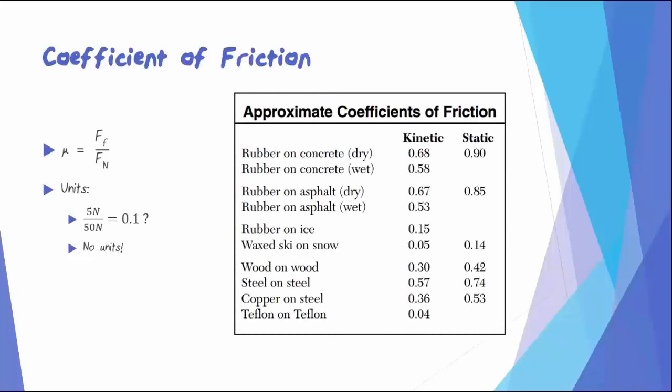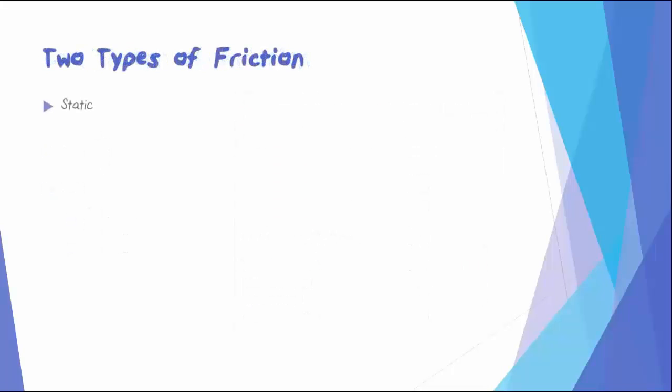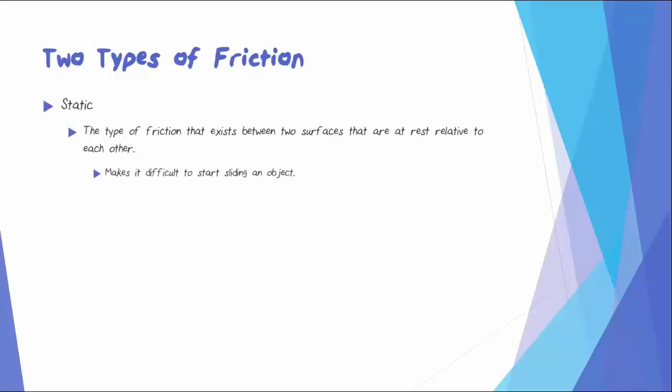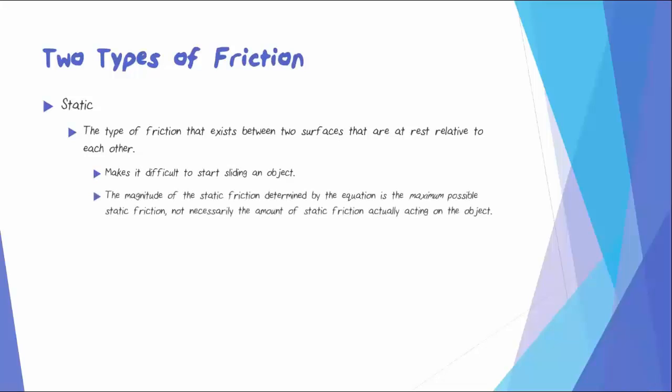You'll see that there are two types of coefficients of friction, kinetic and static. Static friction is the type of friction that exists between two surfaces that are at rest relative to each other. This is the type of friction that makes it difficult to start sliding an object. It's important to note that when you calculate static friction, the value you determine from the equation is the maximum possible static friction. It's not necessarily the amount that's acting on the object at that moment.